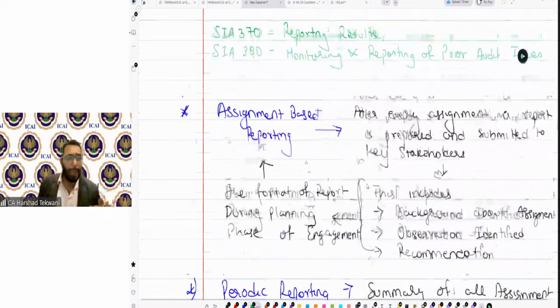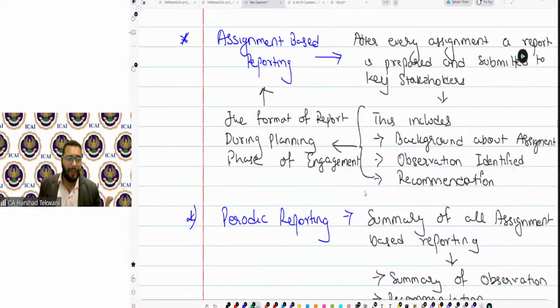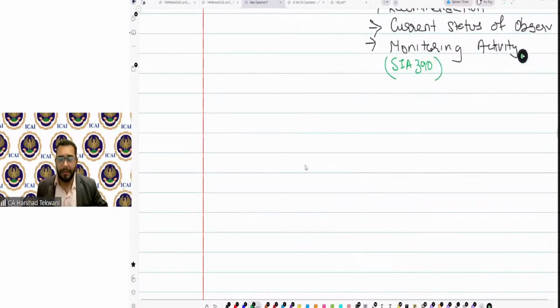So these two types of reporting happen: assignment based and summary of assignment based. That's periodic reporting, and it's a common practice norm within the industry. Now, apart from this, there is a format of internal audit report. The way we have SA 700, in the same way we have SIA 370, which describes what should be there in your internal audit report.